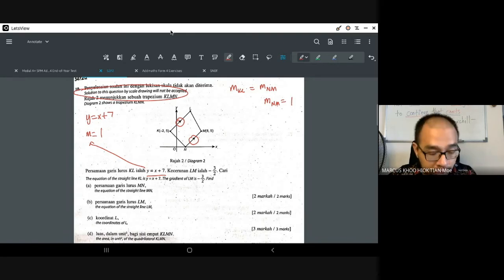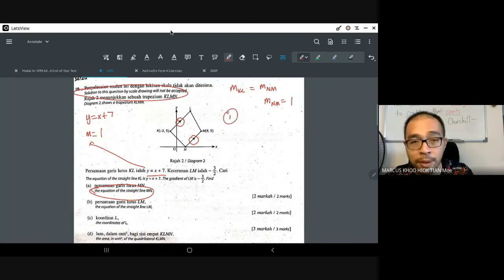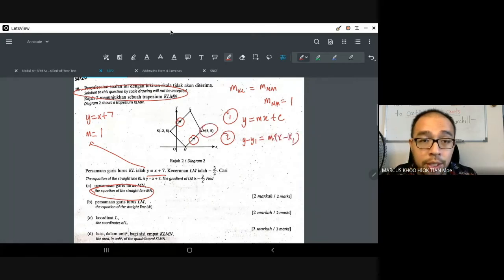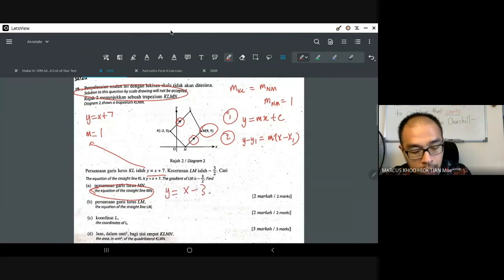So can we find the equation of the straight line MN? Of course you can. You can use one of two methods, and I cannot remember which method I taught you. I usually use y equals mx plus c, find c. Or another one is y minus y1 equals m(x minus x1), because you have the point and you have the gradient. You can find that. I'm just going to give you the answer: y equals x minus 3. That's the answer for the first one.